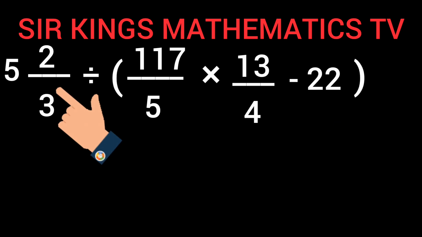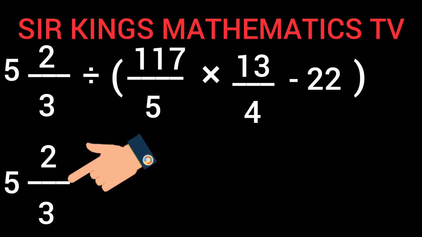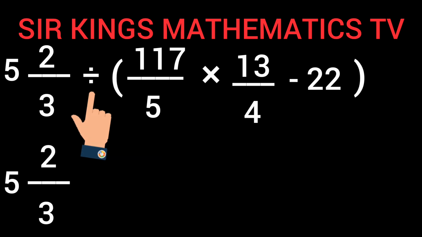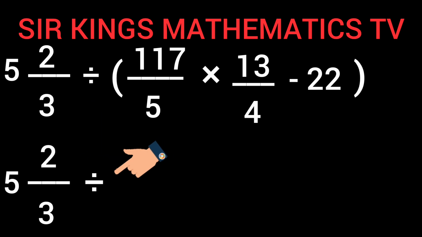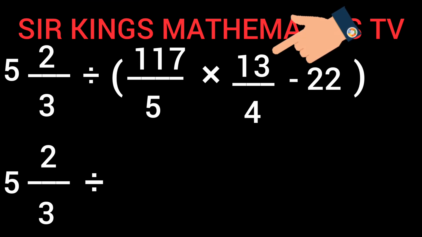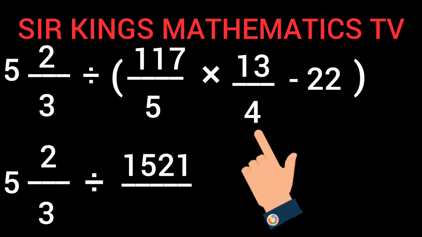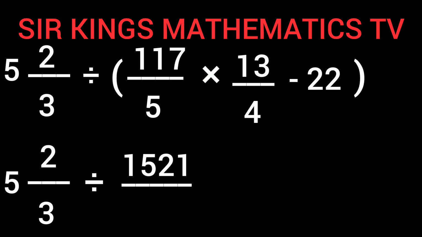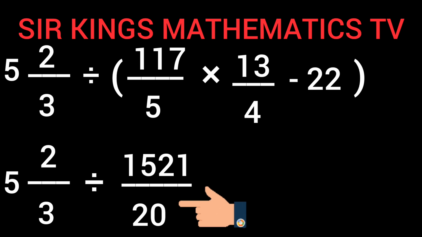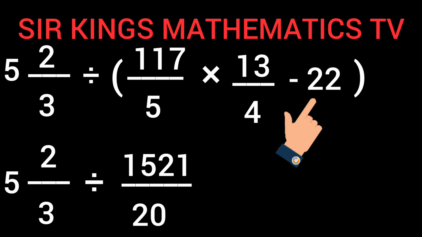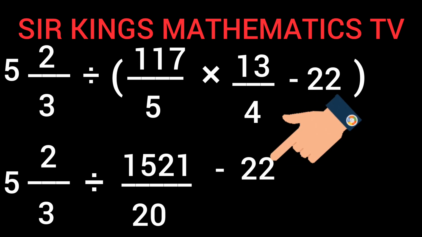Write down 5 2/3. Write down divide sign. 117 times 13 will give us 1521 over 5 times 4 will give us 20. Write it here. Bring down minus 22.